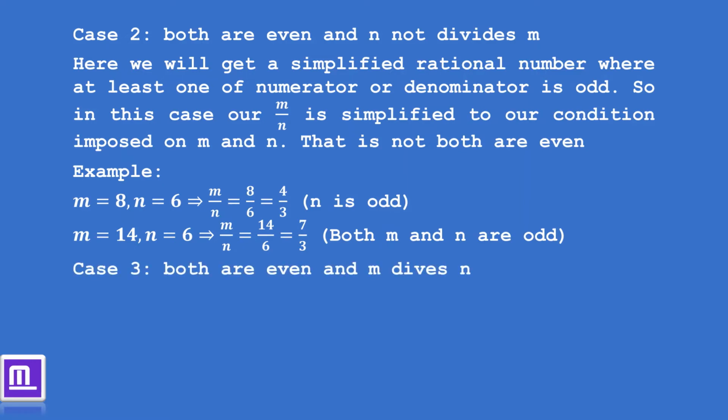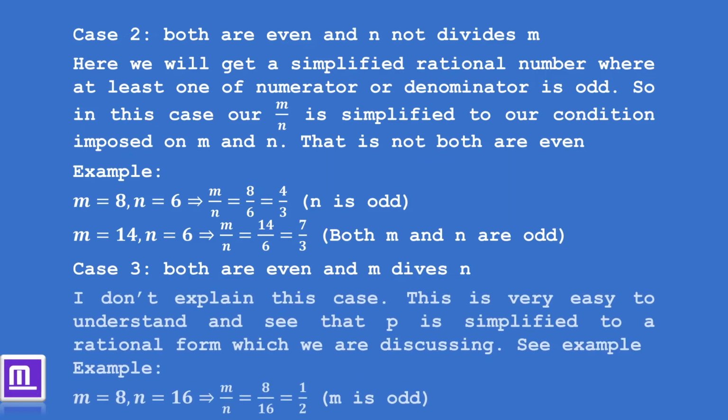Case number 3. Both are even and m divides n. I don't explain this case. This is very easy to understand and see that p is simplified to a rational form which we are discussing. See this example. m is equal to 8 and n is equal to 16, which will ultimately give you 1 over 2. This is a case of reciprocals. In every reciprocal, the numerator is odd, that is 1.